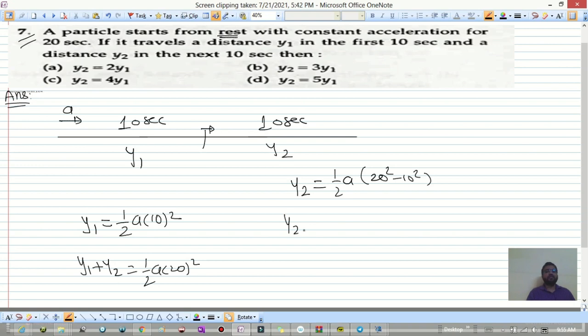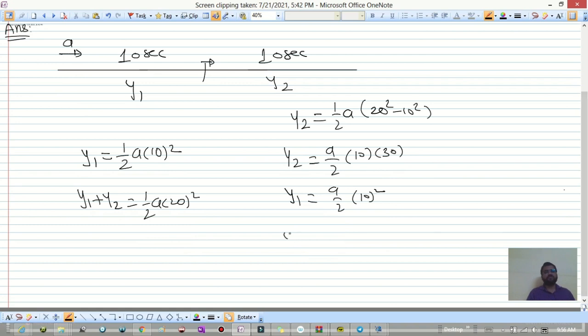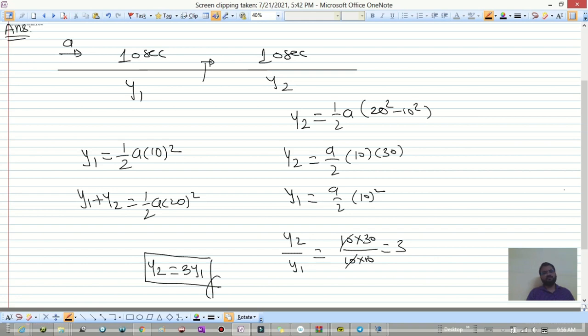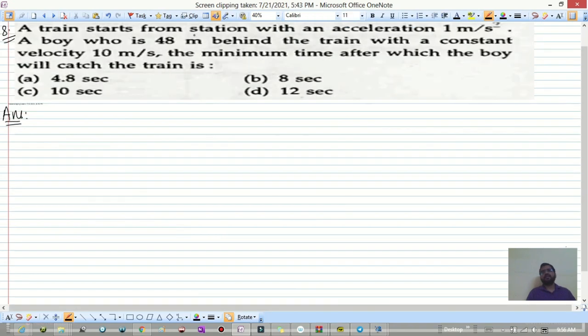Just rearranging, y2 you will have a by 2, this is 20 minus 10, 10 into 30. So what is y1? y1 is a by 2 into 10 squared. If you take the ratio y2 divided by y1, the a by 2 gets cancelled. So 10 into 30 divided by 10 into 10, this gets cancelled, it is 3. So we have the relation y2 is equal to 3 y1. I hope this is clear. That is option B.